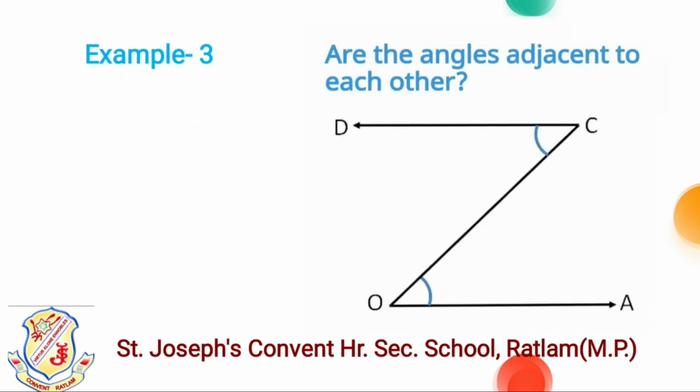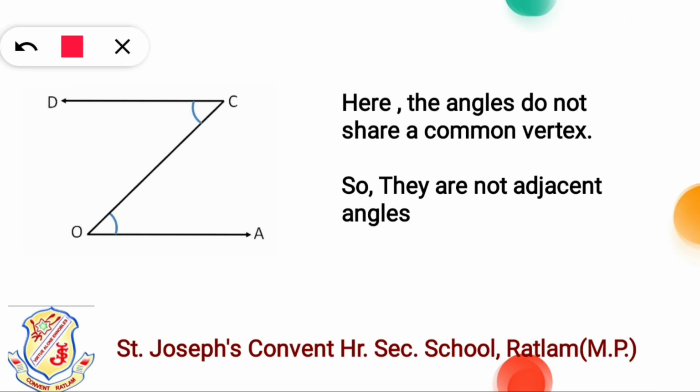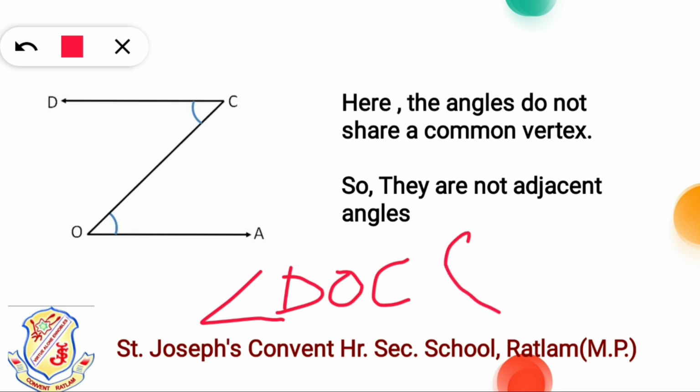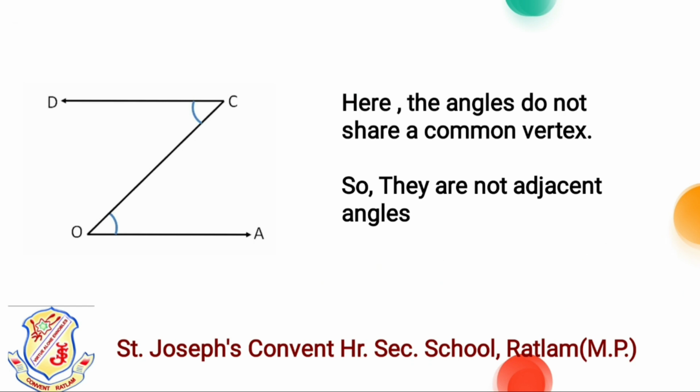Now, let's take another example. In this figure, can you tell that these angles are adjacent to each other? No, because angle DOC and angle COA are not sharing a common vertex. Hence, we cannot say that these angles are adjacent to each other.